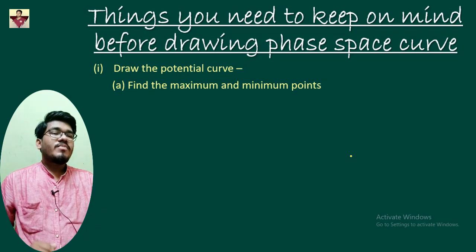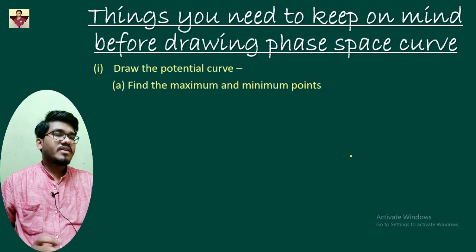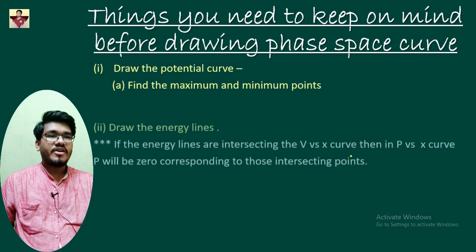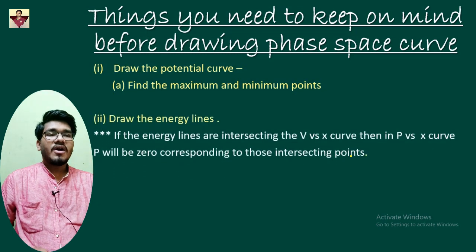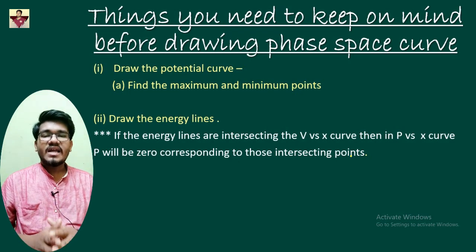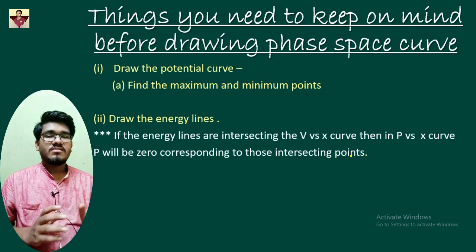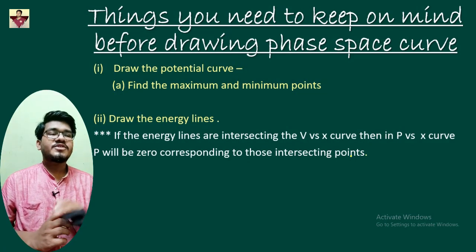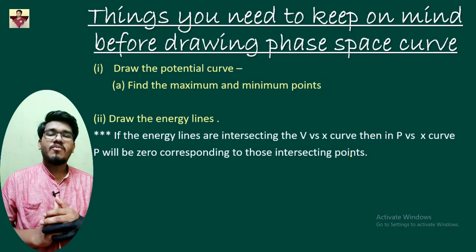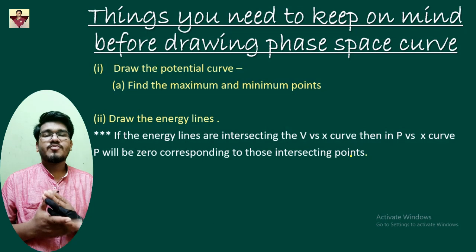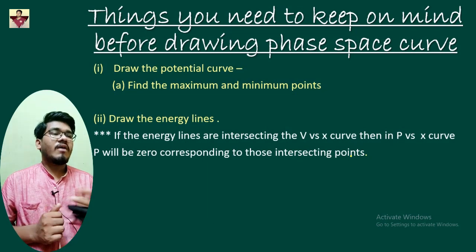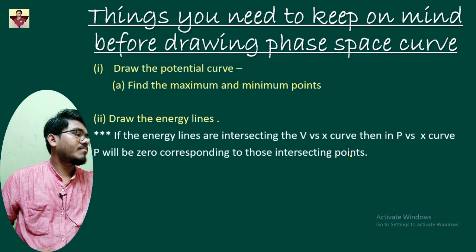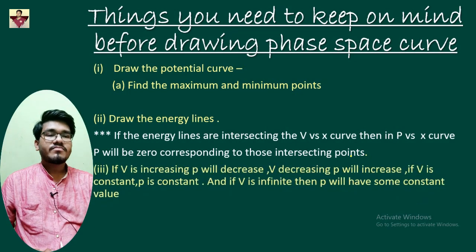The potential will be given, and you need to find the maximum and minimum points. I will show how to find them. Then you need to draw energy lines on the potential curve, and the important point is that the energy lines which intersect the V versus X curve will give P equal to 0 at those intersecting points in the P versus X plot. I will elaborate on what I am trying to tell you.